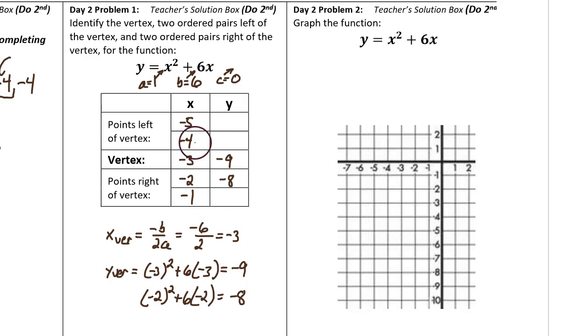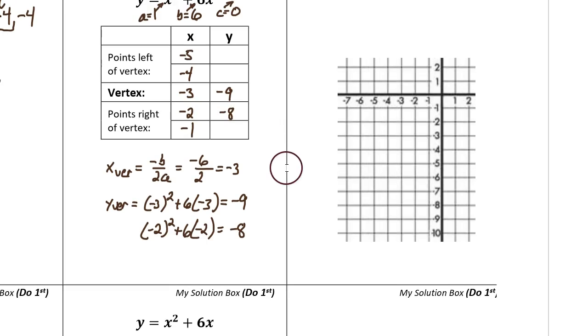Then I'm going to substitute in negative 4. And what I'm expecting to have happen is get an answer of negative 8. Let's do that right here. Negative 4 squared plus 6 times negative 4. This makes 16. This is negative 24. And 16 and negative 24 makes negative 8. If we don't get matching numbers here and here, then that tells us that we didn't get the correct vertex dot. Now let's substitute x as negative 1.